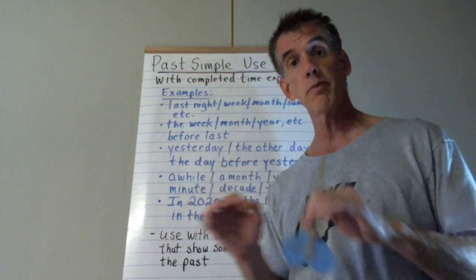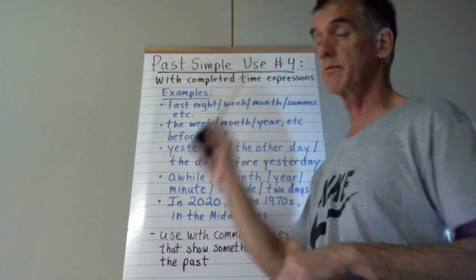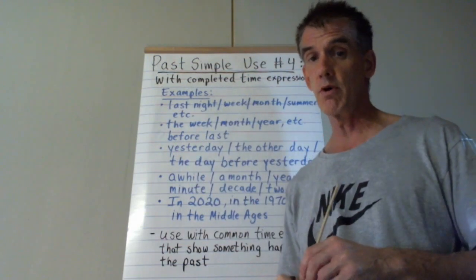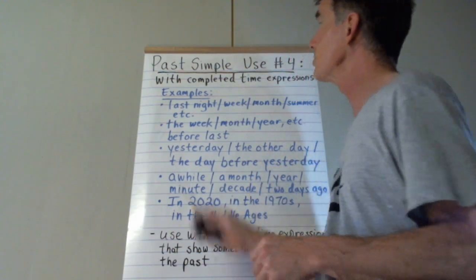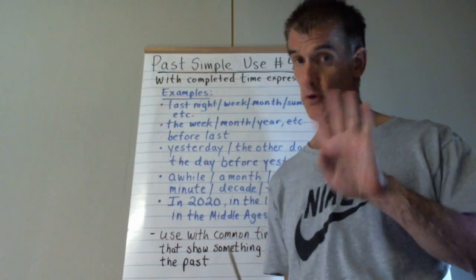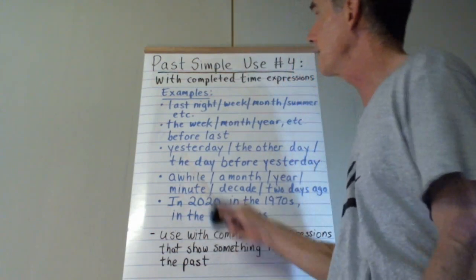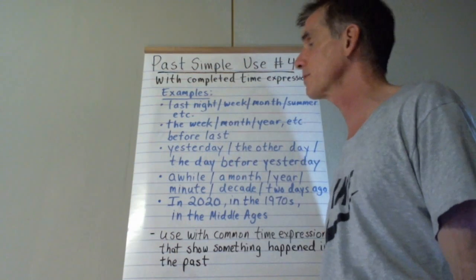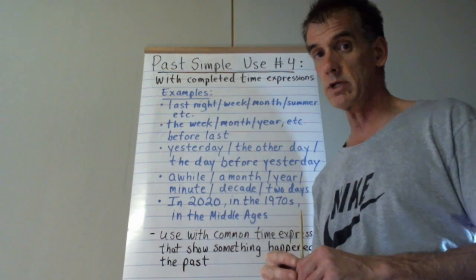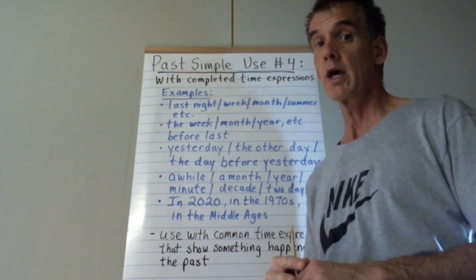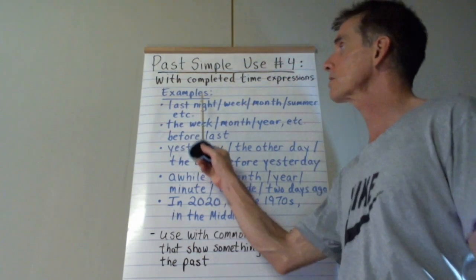All right, so look at this one. We're talking about the simple past today, or past simple. The past simple, use number 4. We have 5 of them that we're going to present. There are different uses of the past simple tense, and this one is with completed time expressions. You can use the simple past to use time expressions and actions that were completed in the past. Here are some examples.